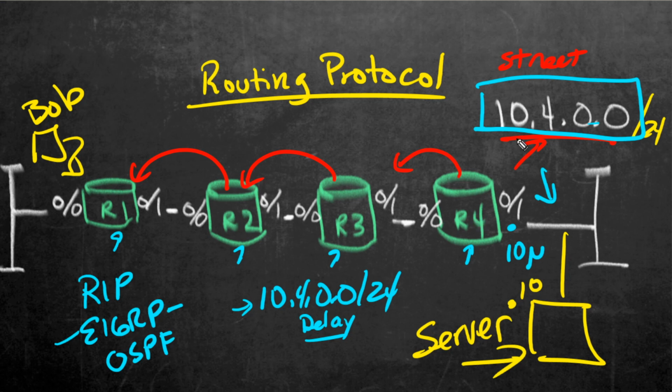So R4 says, hey, I know about this network, 10.4.0, and the delay is 10 microseconds. He's directly connected to it on this interface right here. So he says, here's the network, here's the delay of 10 microseconds. The other thing that's critical that R4 is going to communicate over to R3 as we talk about this network, besides the delay, is the bandwidth on that interface. So if this interface is a gigabit interface, that information regarding the bandwidth would be communicated as part of the EIGRP routing information for that network. So a gigabit is 1 million kilobits per second.